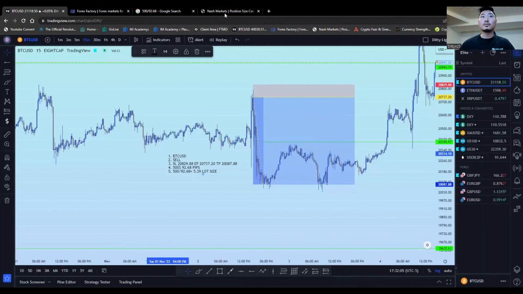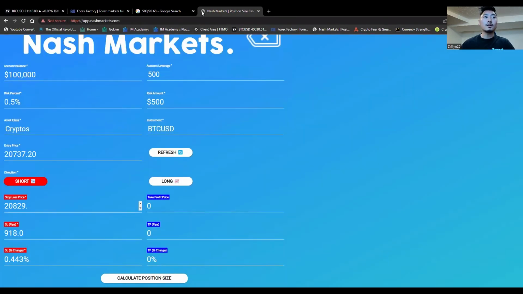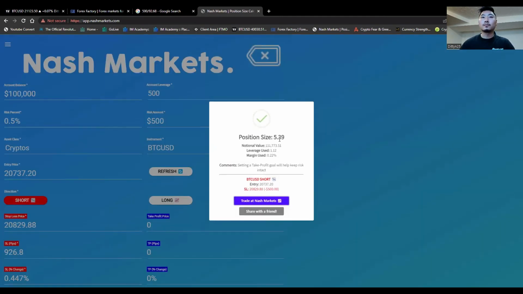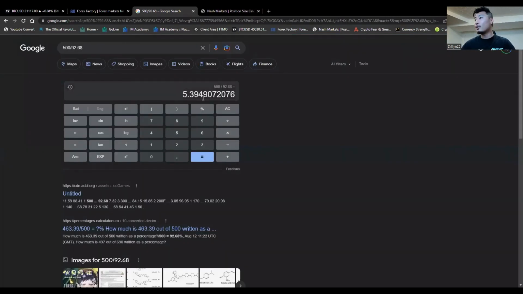So 208.29, boom. So the amount of pips is 92.68, but Nash Market is saying 926. Not for me, right? For me it's 92.68 pips. But anyway, it's the only thing. So you see the lot size is here. So the lot size is 5.29. There we go.